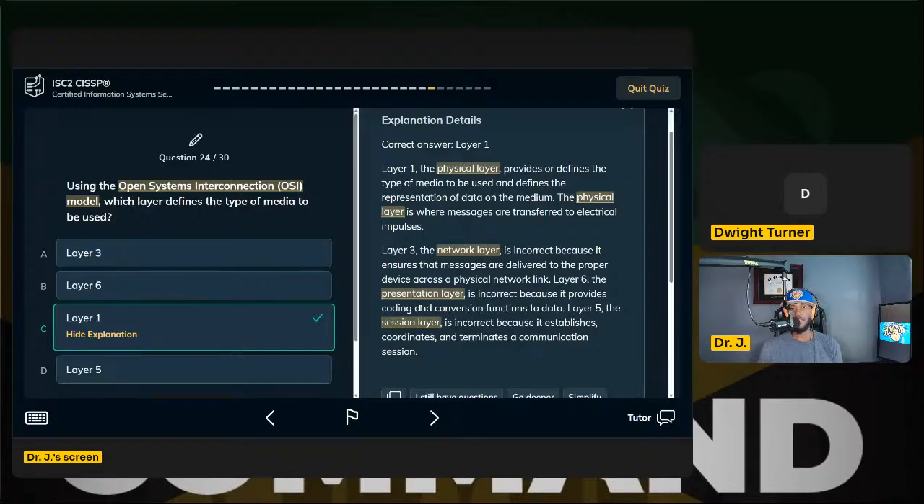I know a couple folks have different mnemonics to help remember the OSI model. The one that I've been accustomed to was, please do not throw sausage pizza away. So you got physical, data link, network for layer three, transport, and then session, presentation, and then application.